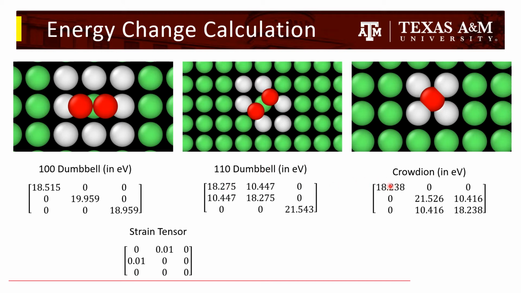These both have values that are close to the 100 dumbbell, but even more importantly, they have off-diagonal sections. What these off-diagonal sections mean is that by applying a shear strain in the xy direction, which the strain tensor represents, it can change the energy of these two without drastically changing the 100 dumbbell as well. All that is needed is to provide enough strain, and the most energetically stable configuration can change.